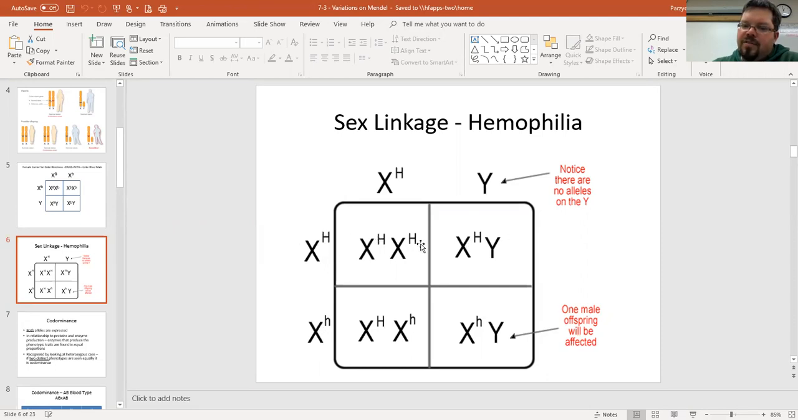She's not affected with this disorder, but she's a carrier. Now when we do the cross, for the female outcomes, it's impossible for them to have a daughter with hemophilia. There's only a 50-50 chance that they would have a daughter who is a carrier. But noticing that there are no alleles on the Y chromosome, and males only need to inherit one copy of the defective allele, on the male side there's a 50-50 chance that the offspring would be affected with hemophilia.